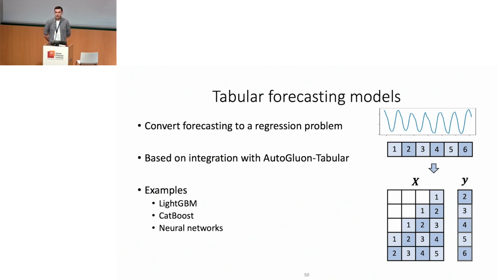And once we convert the problem into this task, we can just use our favorite regression algorithm or quantile regression algorithm. Then, by reverting this process, by essentially generating the predictions one step at a time and feeding them back into the model, we can generate a forecast for the time series. And luckily for us, we didn't have to implement all these methods from scratch, because we had AutoGluon Tabular to rely on, which already has implementations of all the most popular regression and quantile regression methods that we could just use as components to define such tabular forecasting models.